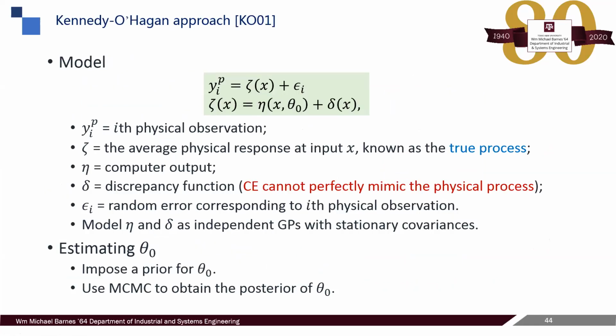And this is a popular method from the literature. The model is like y_i, the physical part, is given by zeta plus epsilon. It's just like a regression problem. Zeta is unknown. But in the next step, the model decomposes zeta into two components. One part is the computer output. The other part is the so-called discrepancy, which states that the computer experiment cannot perfectly mimic the physical process. That's why we need this. And this equation is true only if the calibration parameter is correctly chosen as theta_0. Once you have this model, you can write down the likelihood function and the posterior distribution so that you can estimate theta.